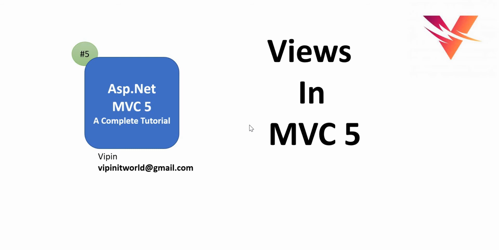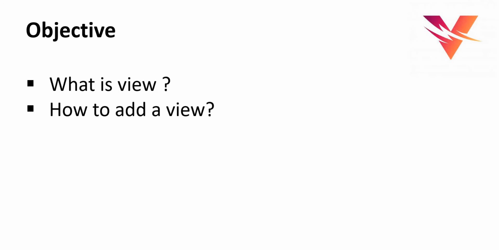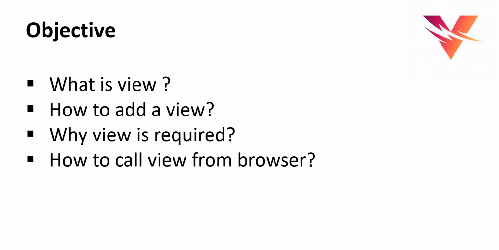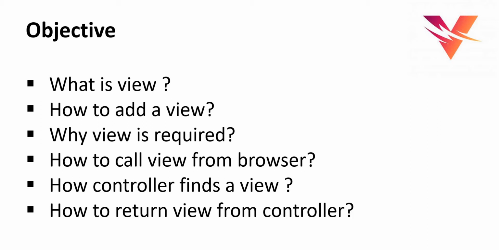Myself Vipin. So today we are going to discuss about views in MVC 5. What exactly views are meant for in MVC, right? So today the objective of this topic is: what is a view, how to add a view in our MVC application, and why this view is required in our MVC application, and how we can call a view from the browser, and how the controller comes to know that it has to go to that particular view. So we can see how the controller finds a view and how to return a view from the controller.